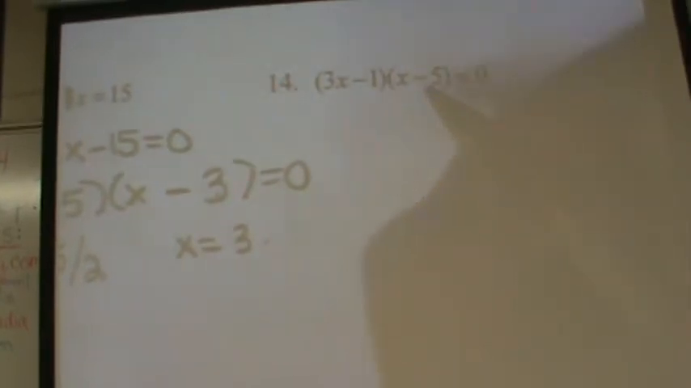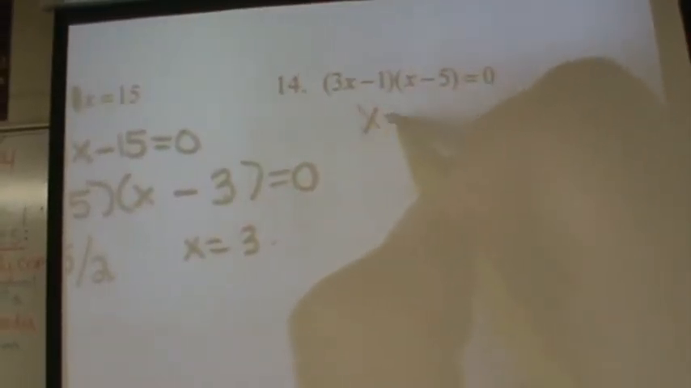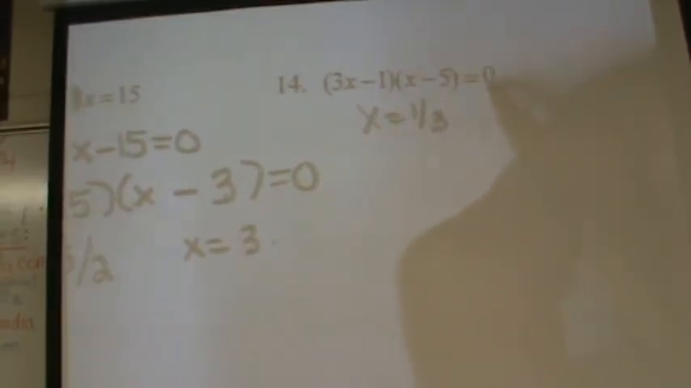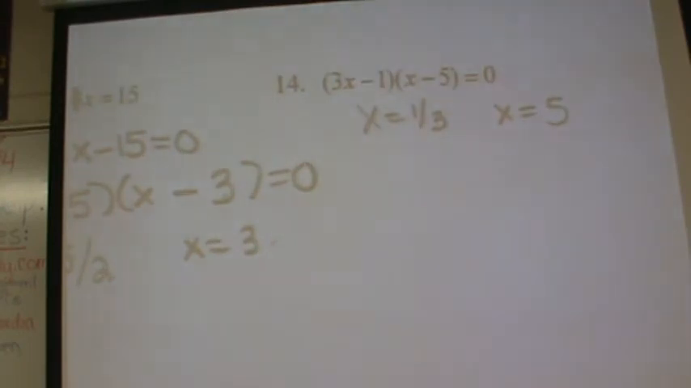And 14 is the easiest of the group. It's already set equal to 0. What do I do? What are my two answers? 1/3 and what else? 5. What if this was not a 0? What would you do? Subtract that.